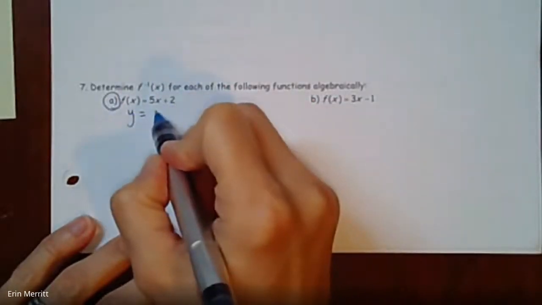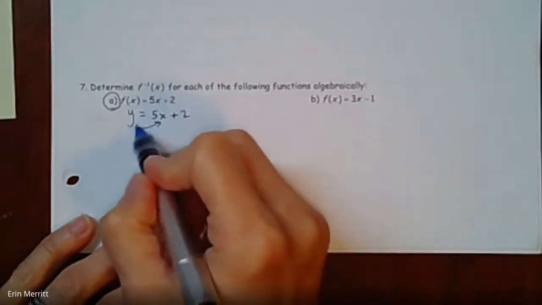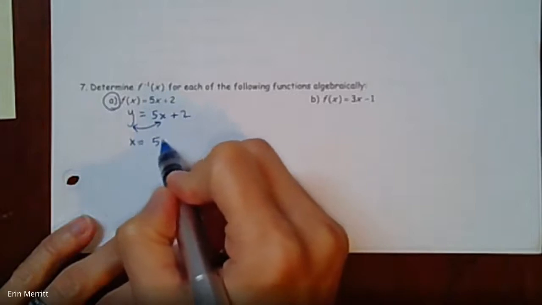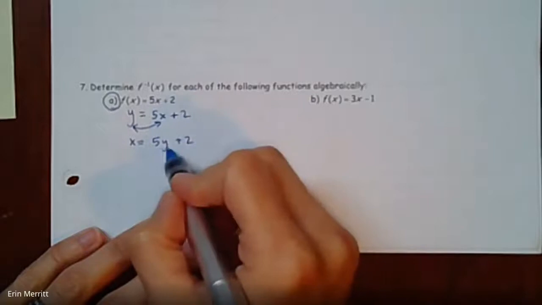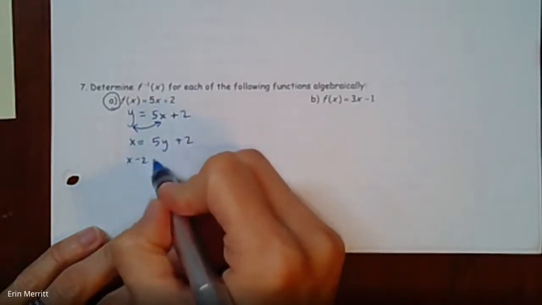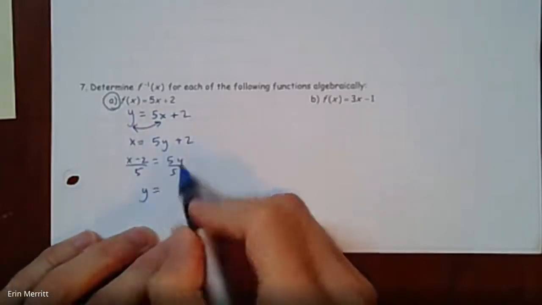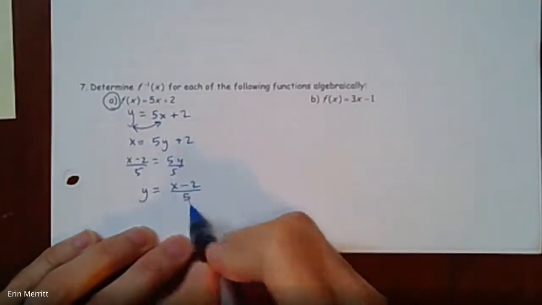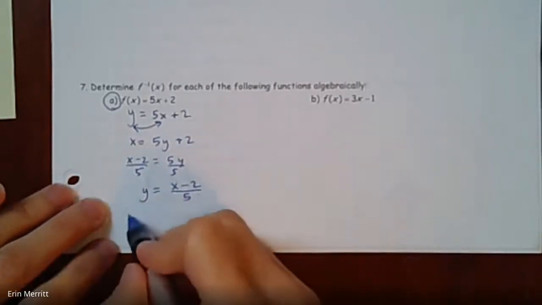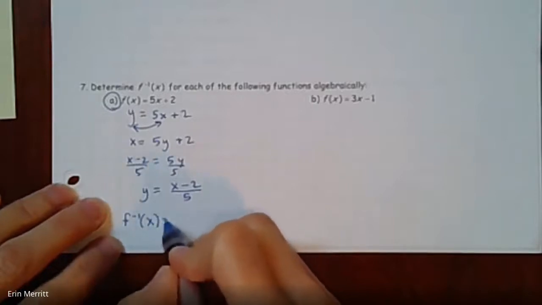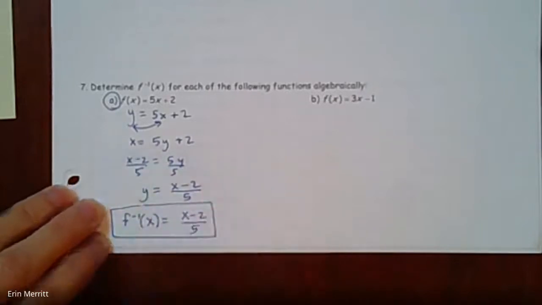Remember, f of x just stands for y. So sub back in a y, and then we swap. That is the key step here. As soon as you flip-flop the x and the y, now your goal is to get y alone. So I'm going to subtract 2 over to the left-hand side, divide everything by 5, and so I get (x minus 2) over 5. You could split it and make it 1/5 x minus 2/5, but there's really no need to. I would just finish it with relabeling it as the inverse. And there you go.